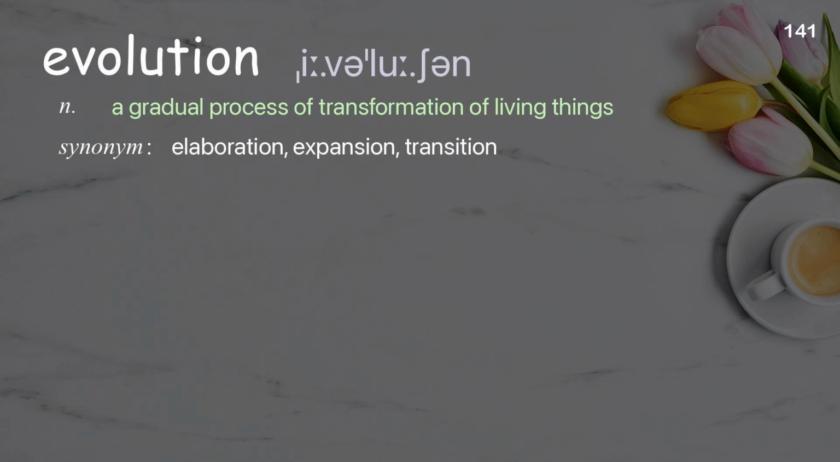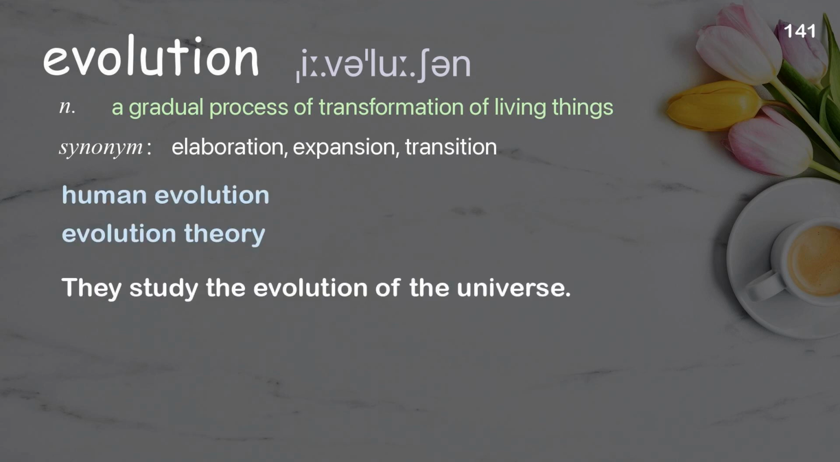Evolution: a gradual process of transformation of living things. Examples: Human evolution, evolution theory. They study the evolution of the universe.